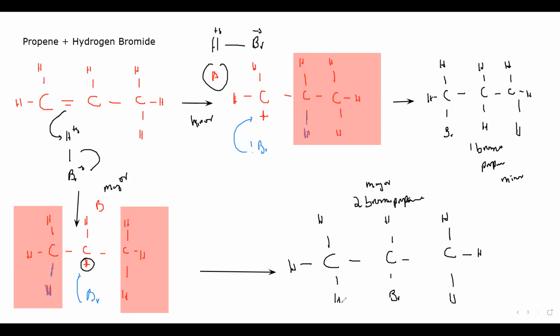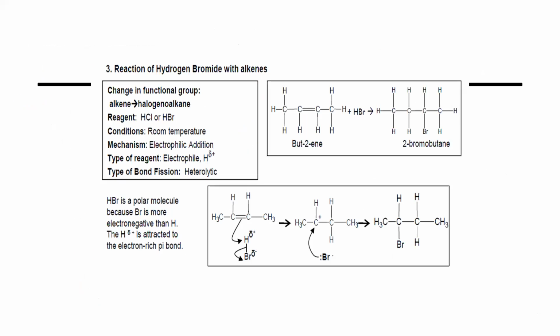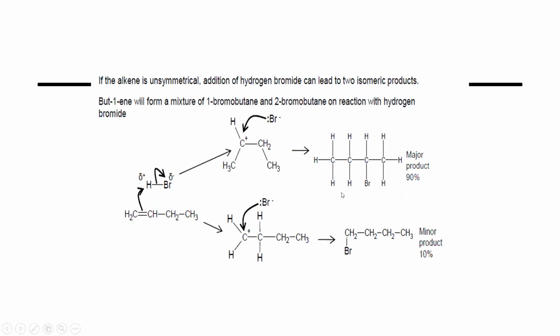Is it clear? So now you can see this is butene. So butene is reacting with hydrogen bromide. The carbon will form a bond. It can form 2 intermediates. The first carbon may have a positive charge, or the second carbon.